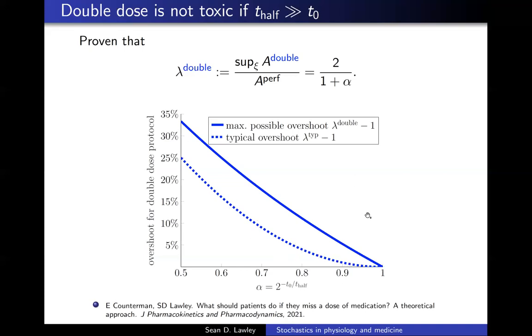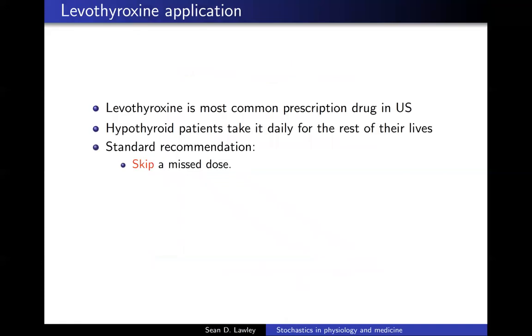Before I give you some intuition for why this is true, let me tell you a way that we would like to apply this result. It's to this drug called levothyroxine. Levothyroxine is one of the most common prescription drugs in the US. Depending on the year, it's the most highly prescribed drug, or second or third, usually top 3 at least. So it's a very popular drug.